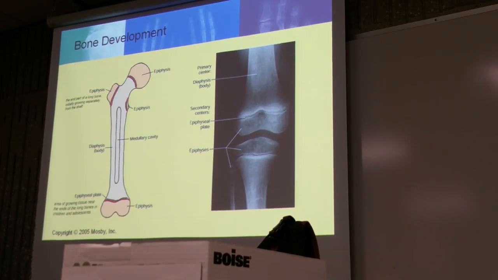Bone development happens in two different places. Primarily, it happens at the shaft, the diaphysis, of the long bone. And then at the ends of the bones is where you're going to find your epiphysis. Or particularly, the epiphyseal plate, or the growth plate, is where some of this bony growth occurs.